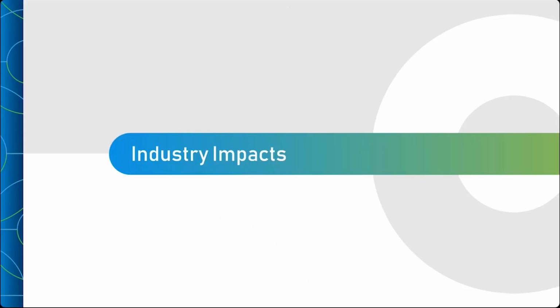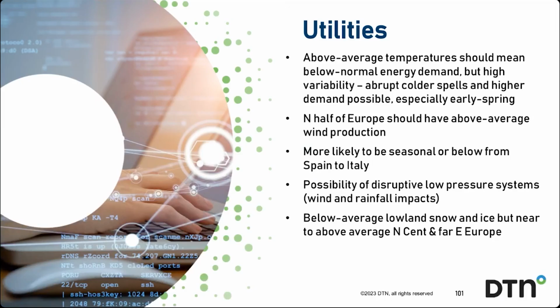To wrap up, we'll have a quick run through some industry impacts based on the forecast. Above average temperatures should mean below normal energy demand, but with high variability. If we get those abrupt colder spells, sudden higher demand is possible. That's especially early spring here, but more likely early winter than, again, early spring.